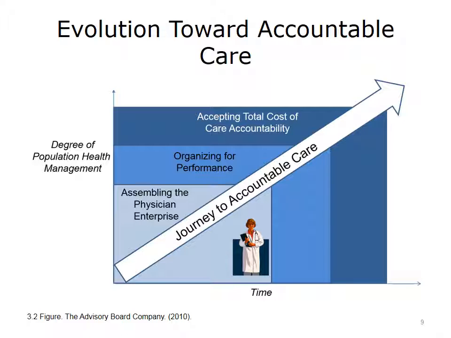Then we must organize for performance within that ACO. And finally, we accept total cost of care accountability for a population of patients. So, as the degree of population health management rises, so does the financial risk to physicians. This all happens over a period of time. The journey to accountable care.